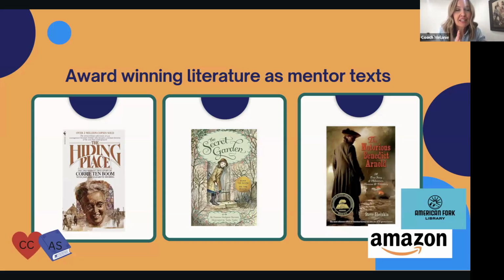The list of books is in your resources tab, but this is a few, just a preview of some of my favorites that are in our level. If you haven't read The Hiding Place by Corey ten Boom, it's one of my favorites. The Secret Garden we read in level 4, and it is one of the most beautiful stories. And then The Notorious Benedict Arnold is for my friends who really love a good traitor story.